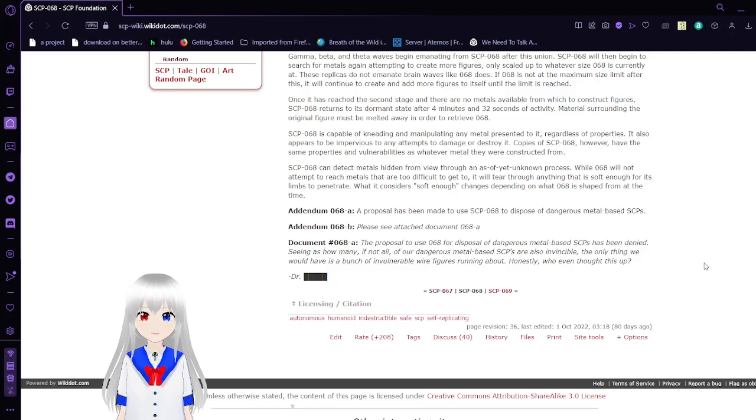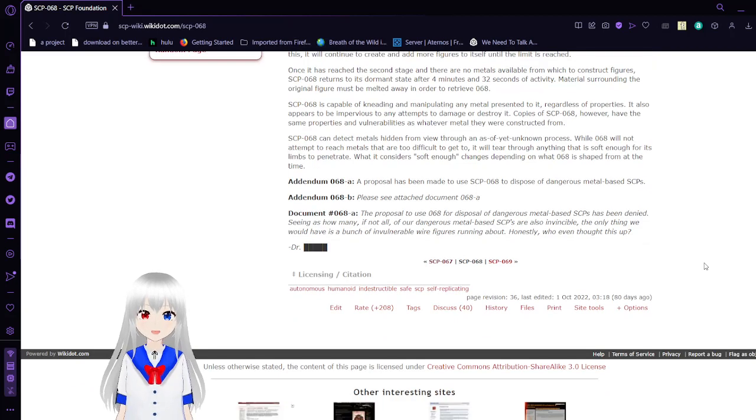Addendum 68A: A rule has been made to use SCP-68 to dispose of metal-based SCPs. Addendum 68B: Please see attached document 68A. Document number 68A.